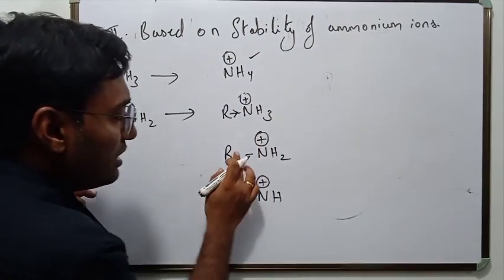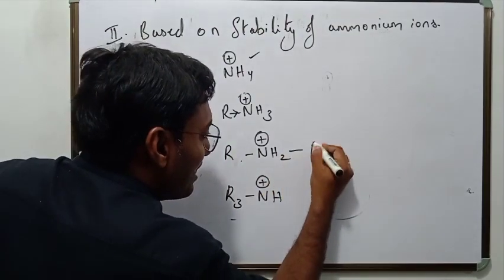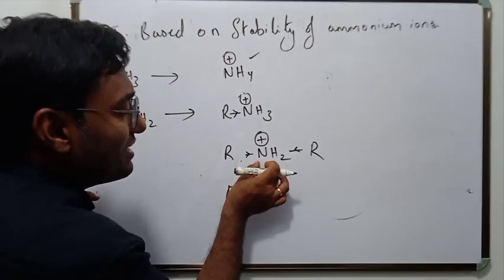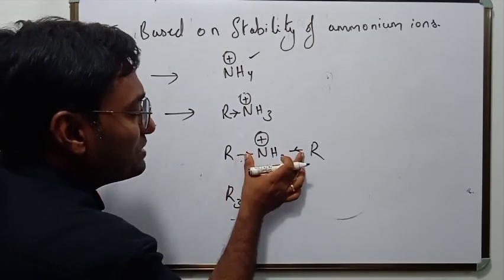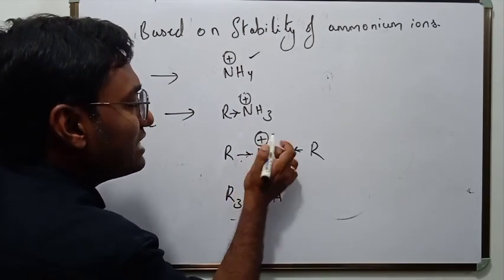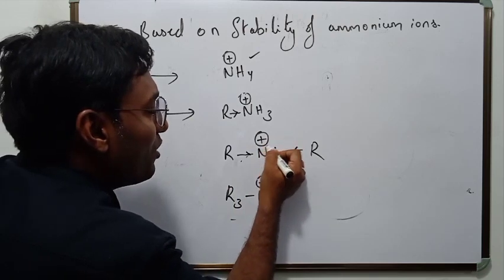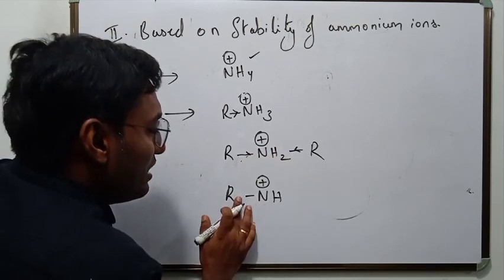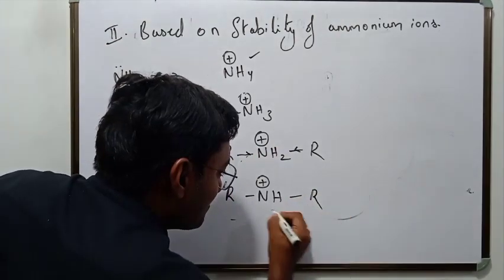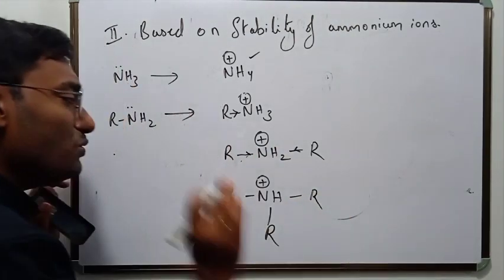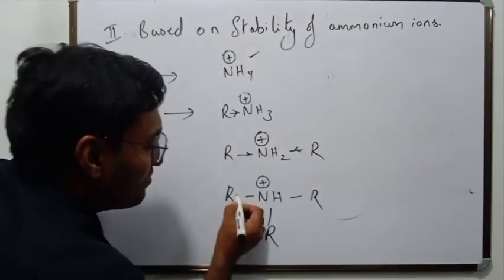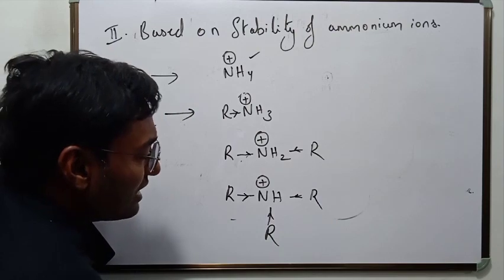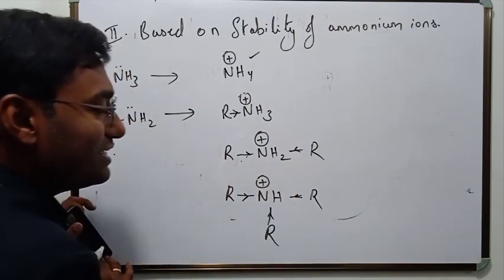Is this stable? Let me draw here R. Yes, to a very good extent, right? Because the R group is pumping its electrons from both ends, and that decreases the positive sign on the nitrogen atom. So its formation is favored. Now, is this favored? Absolutely yes, because R is pumping from three sides, and that would significantly decrease the positive charge here.